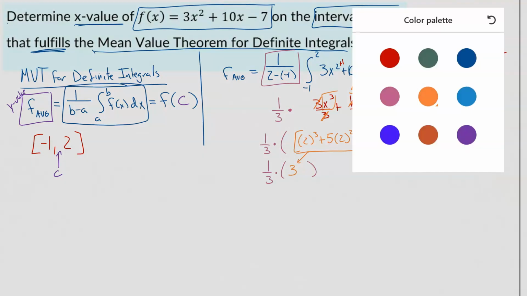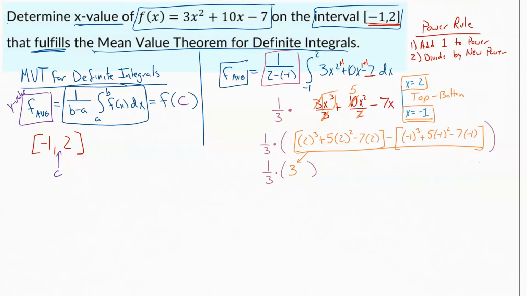And so our final answer for the first part of this, our f average, is equal to all of these things. Our f average, our average value of this function, is equal to 1/3 times 3. So our average value is equal to 1.